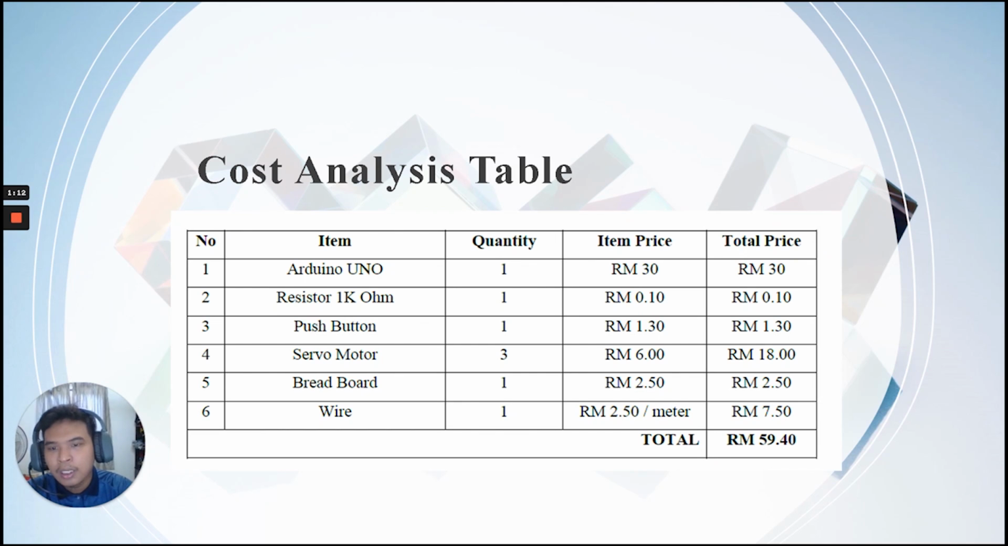That's all. And for the cost analysis table, we use 6 items for this analysis. Arduino Uno, we use 1, the item price is RM30, and the total price is also RM30. Resistor 1 kilo ohm, quantity 1, 10 cent, and the total price is also 10 cent. The push button, we use 1, 30 cent, and the total price is also 30 cent. Servo motor, we use 3 servo motors in this project, so the item price is RM6, and the total price is RM18.